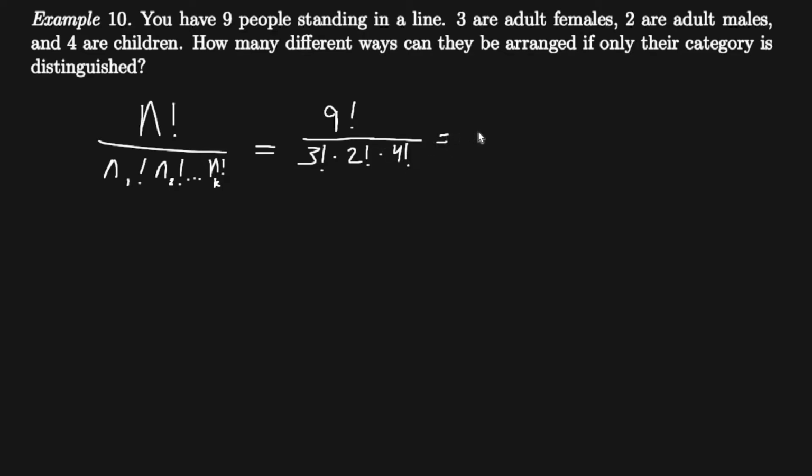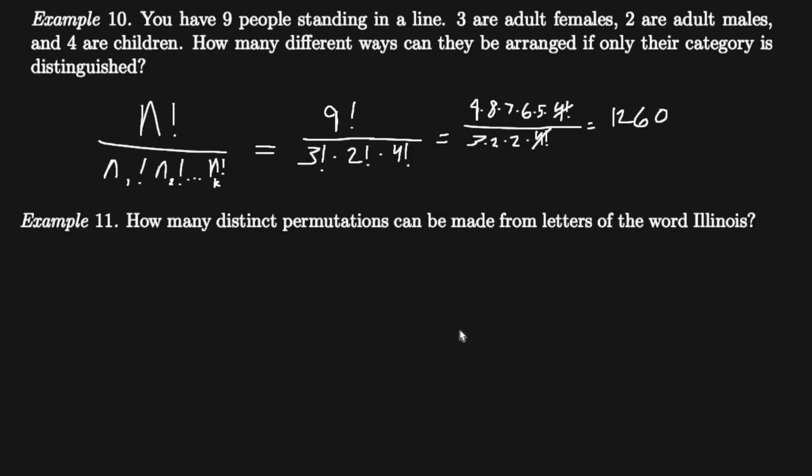Now if we do some algebra, we get 9 times 8 times 7 times 6, 5, and then 4 factorial. We can see that this is over 3 times 2 times 2 times 4 factorial. The 4 factorial gets crossed out, and if we plug this into our calculator, we get 1,260. Move on to example 11.